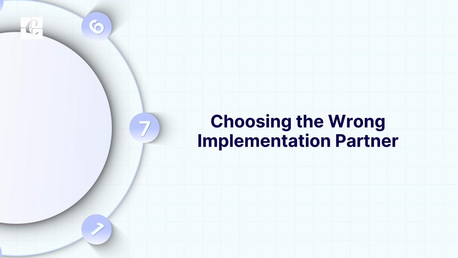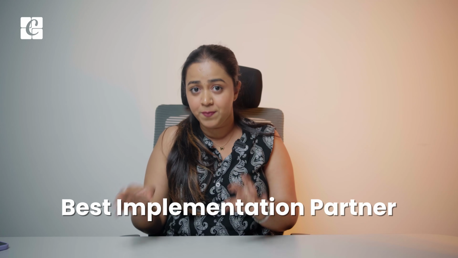Last but not the least, choosing the wrong implementation partner. So imagine you do everything in a very decent way, very perfect way, and finally you are going to a not so perfect implementation partner. Boom, your Odoo is gone. So you have to make sure that you choose the best implementation partner. If you are someone who has knowledge in implementation, then that's a plus point. But if you don't, worry not, you have a lot of third-party companies who are going to help you.